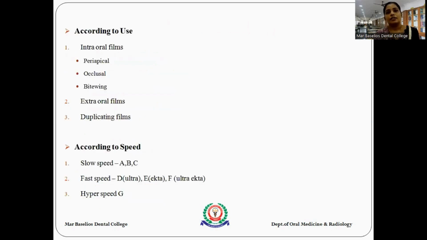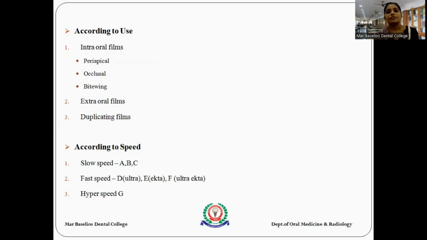Now another classification is according to the use of the film, that is intraoral film, extraoral film, and duplicating films. As the word intraoral means which is kept inside the oral cavity, and they are classified again into periapical film, occlusal film, and the bitewing films. So those films vary according to the sizes also that I will be dealing with in the coming slides.